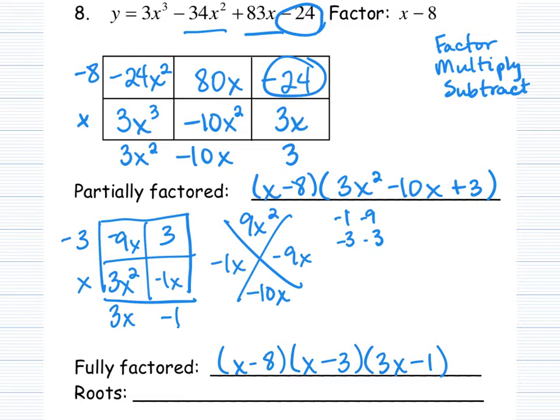That means our roots are 8, 3, and to get that last one, we need to do 3x minus 1 equals 0. Add 1 to both sides, and I'm showing you this again because many of you screwed this up on your test. Divide by 3. So x was 1/3.